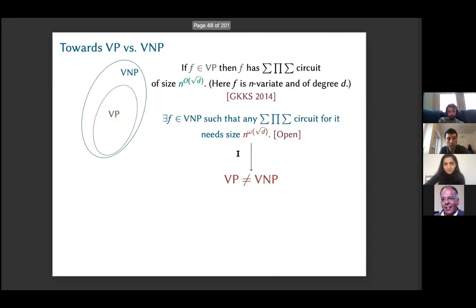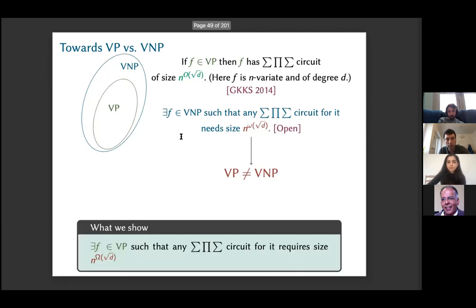One more slide which elaborates on this. Let's recall what our goal is. Our goal is to separate VP from VNP. We want to show a statement like this one. What we are able to show is this one. We are able to say that there is a polynomial in VP. IMM is very much a polynomial in VP. Unfortunately, it's not in VNP. To separate VP from VNP, we need something here which is not here. That's not what we get. We get that there is a polynomial in VP such that any depth 3 circuit computing it must have this size.